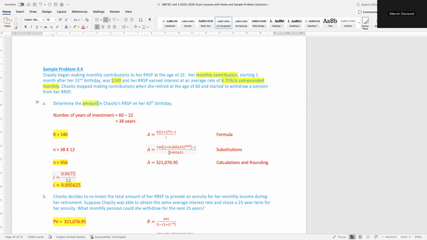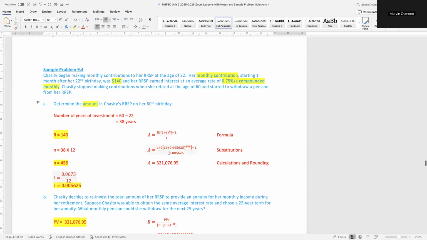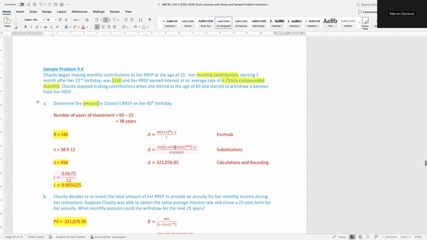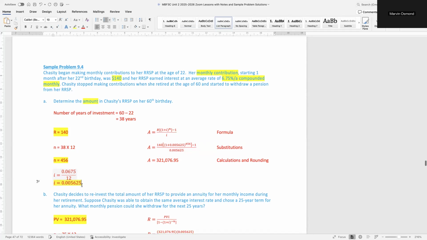Now this one's going to be a little bit easier. So I'll do the substitution. R is 140 times 1 plus 0.005625. And because the fraction gave me a nice number, it wasn't like a really long number that was rounded up, I can use that number instead of the fraction. So now it's going to be a matter of doing the substitutions. We've done those. Now it's going to be the calculation.